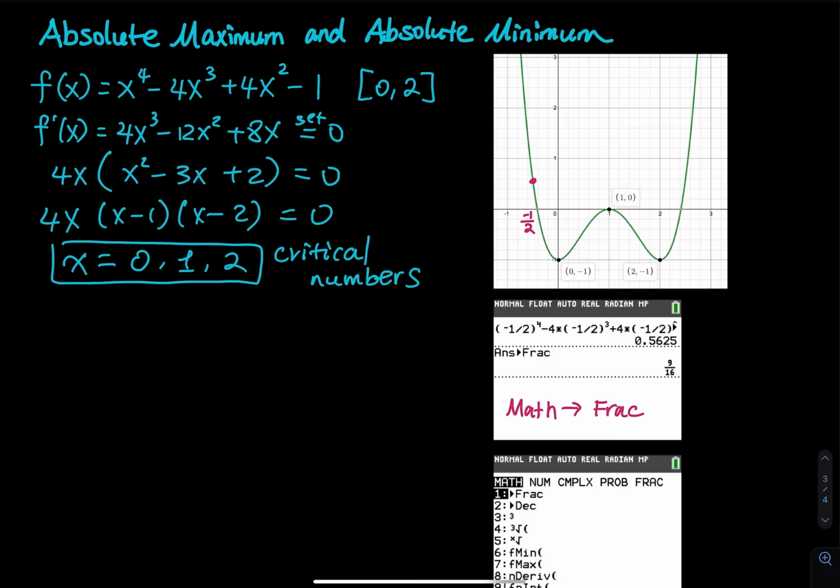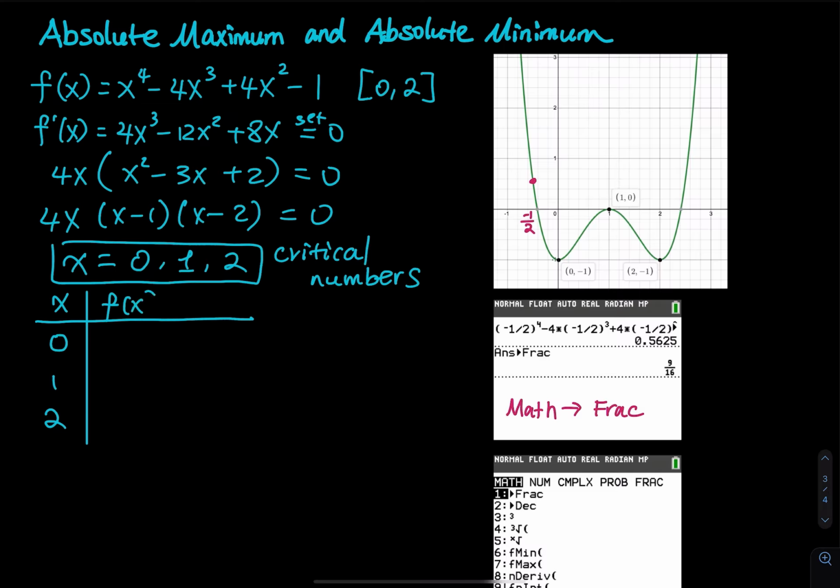The next step is, do we need any sign chart or second derivative? The answer is no. All you have to do is test the endpoints of the interval and test the critical numbers. All right, so let's do the test. So we draw a table, and this is from 0 to 2. So 0 is also a critical number, so we will be testing 0, 1, and 2.